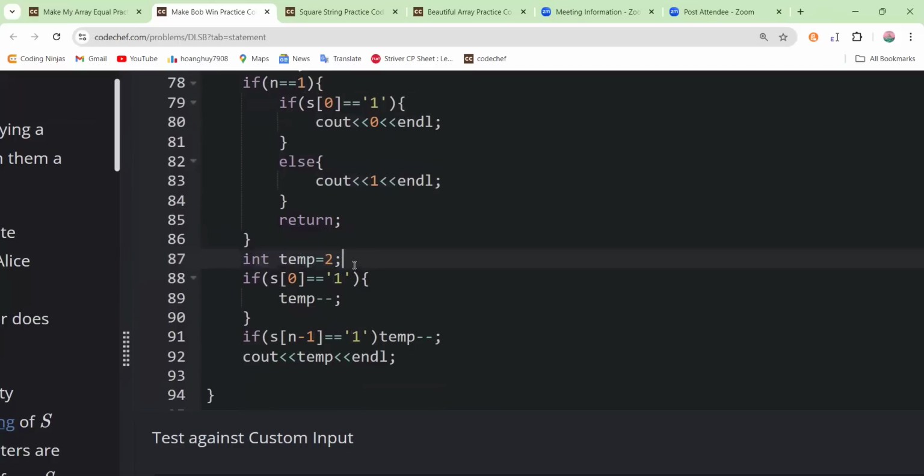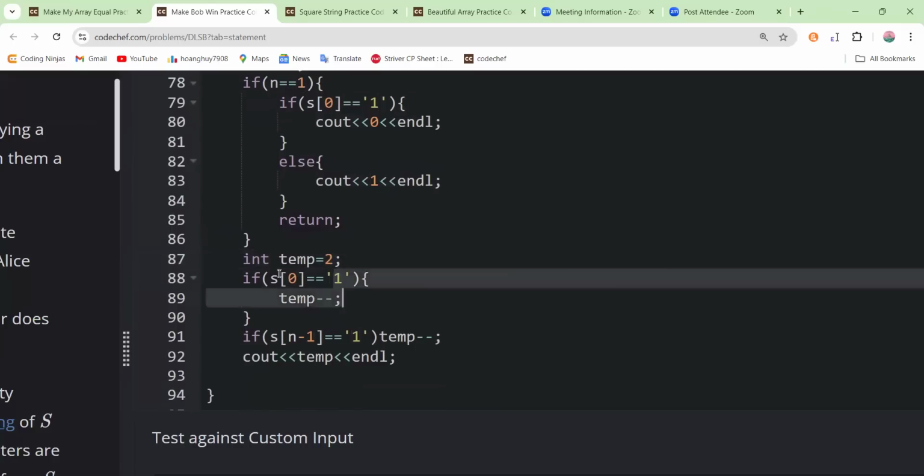Temp is the maximum number of flips that Bob needs to make. Now, if the first character of the string is 1, I simply decremented my temp, because now I know that if the first character is 1, I don't need to flip the first character. Similarly, if the last character is 1, I again decremented my temp. I know that I don't need to flip that particular character as well. So at the end, I simply printed temp. That is the minimum number of bits that Bob needs to flip to win the game. So this was the logic behind this particular question.